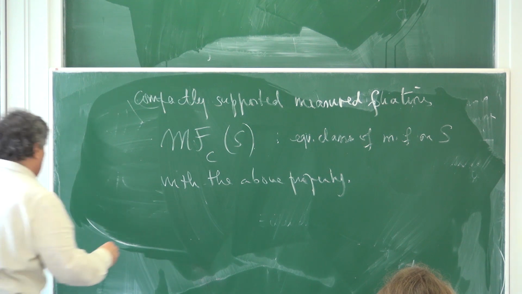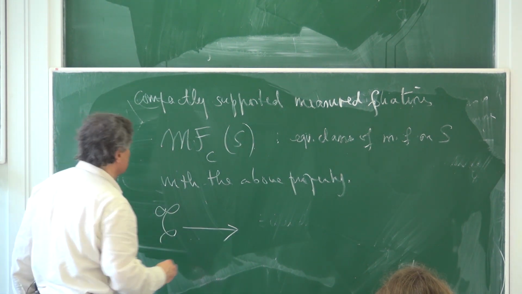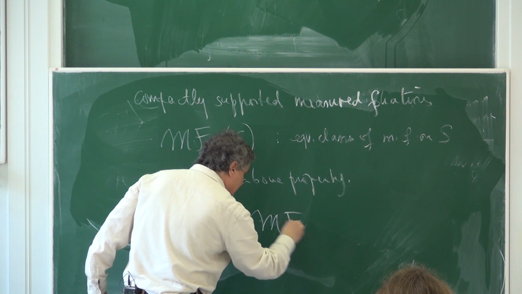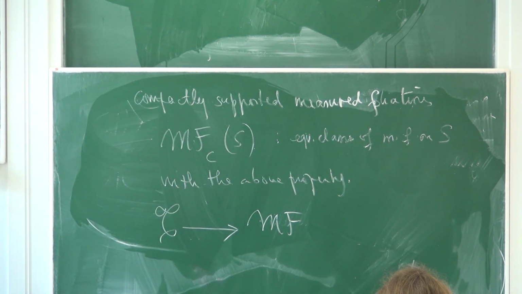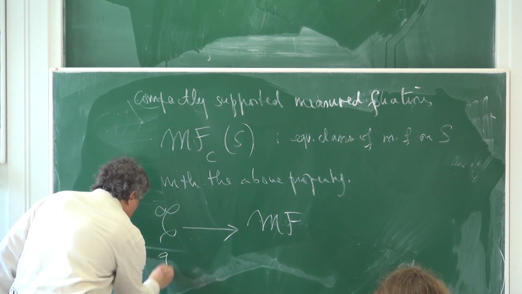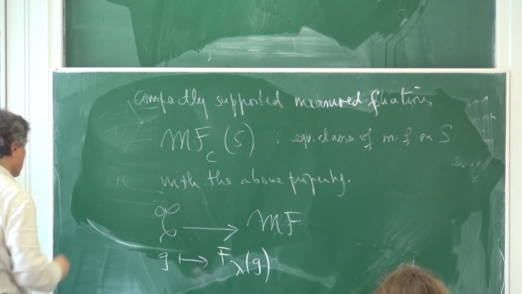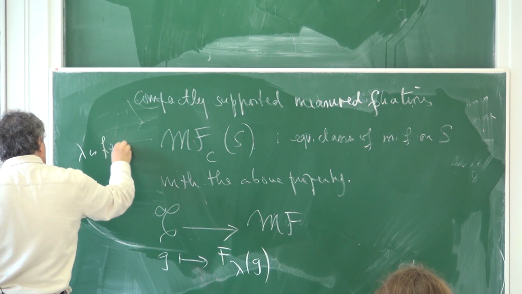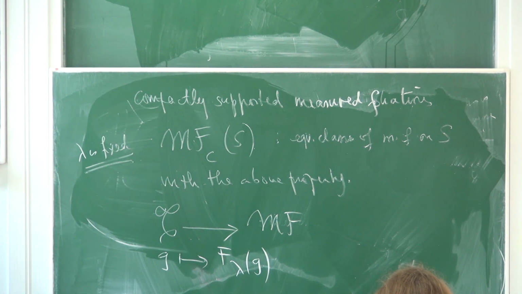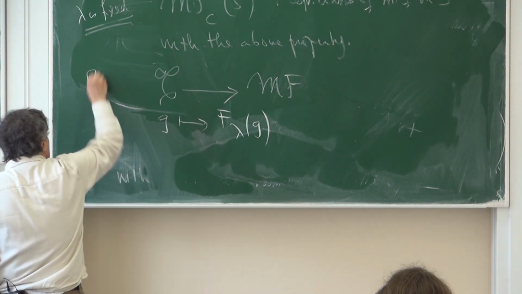And in fact, there's a map from Teichmüller space of my surface S into this space, MF compactly supported, but I will remove the C because all of the measured foliations I will consider are compactly supported. This map sends each hyperbolic structure to its horocyclic foliation. We called it F_lambda of G. So lambda is fixed, some ideal triangulation of the surface. And let's say this is a proposition.